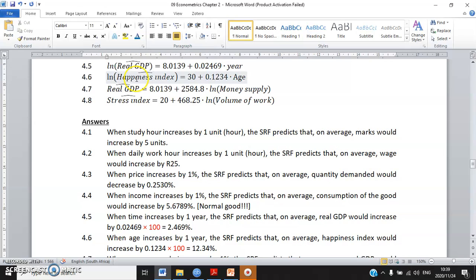4.6, log of happiness index explained by age. So I have to multiply by 100. Positive slope, it means that when I get older, I become happier. So the interpretation is when age increases by 1 unit or 1 year, the sample regression function predicts that on average, happiness level would increase by 12.34%.